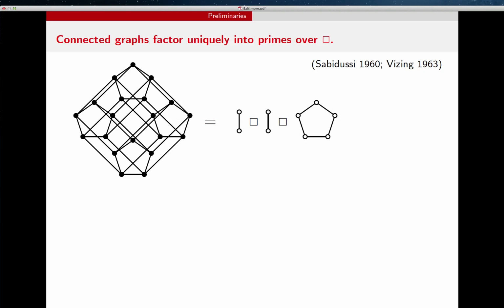One very major theorem due to Sabidussi and Vizing in the early 60s is that connected graphs factor uniquely over the Cartesian product. So here's a graph G, and it's isomorphic to K2 box K2 box the 5-cycle. And Sabidussi and Vizing's theorem states that for any connected graph, when you factor it into prime graphs, as is done here, each factor here is prime, that factoring is unique up to isomorphism of the factors and the order of the factors.